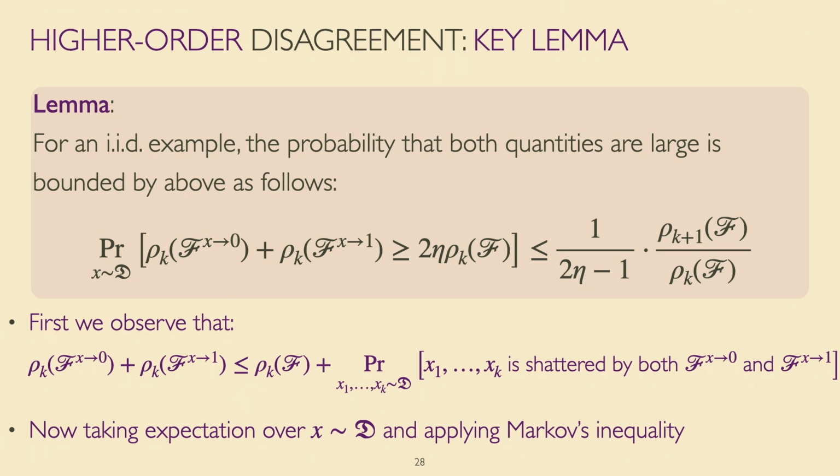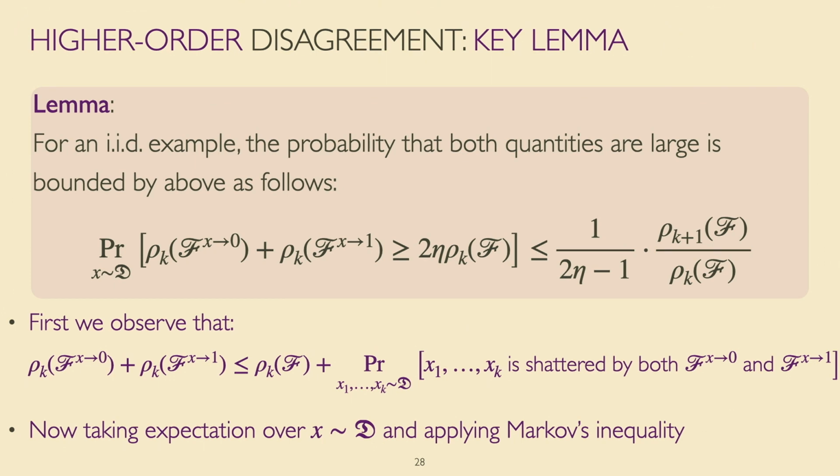It just uses the fact that shattering a point x, with rho k of f of x going to 0 and rho k of f of x going to 1, is basically asking whether you could shatter these points without this x, between these two function classes, and the probability that you could shatter with both these function divisions. Then you take the expectation and use the Markov inequality, and you get this condition. This basically gets us that you can't abstain too much on IID points.